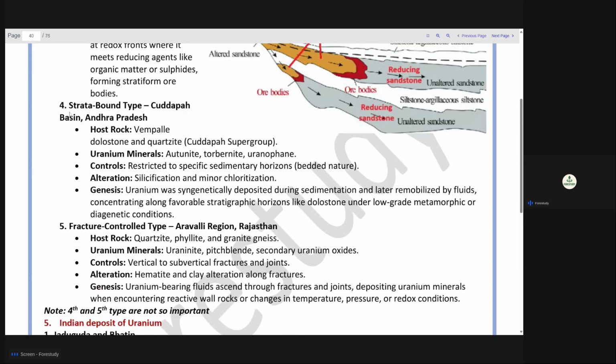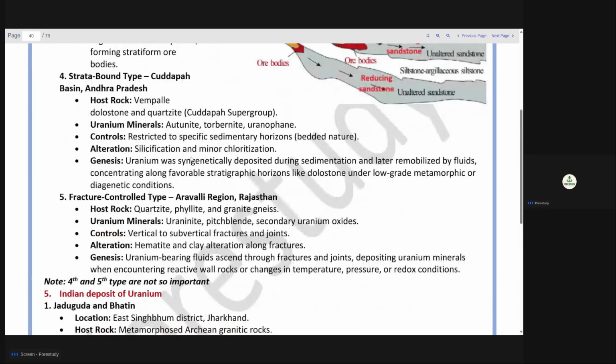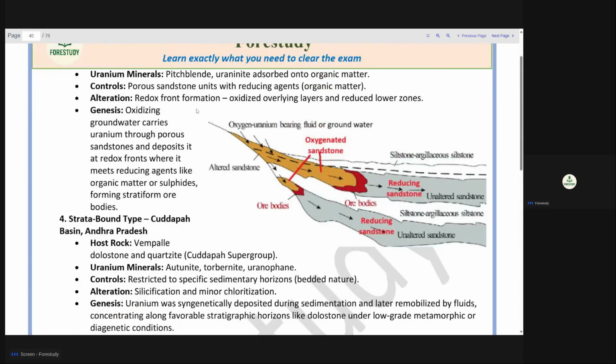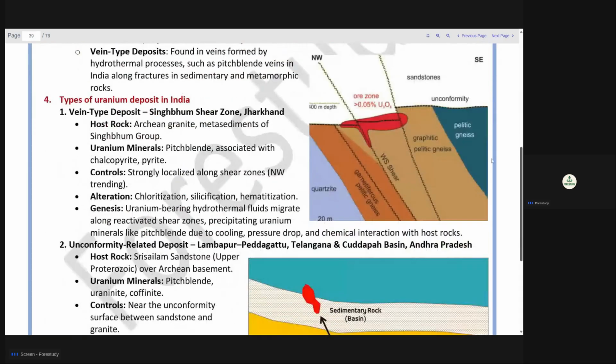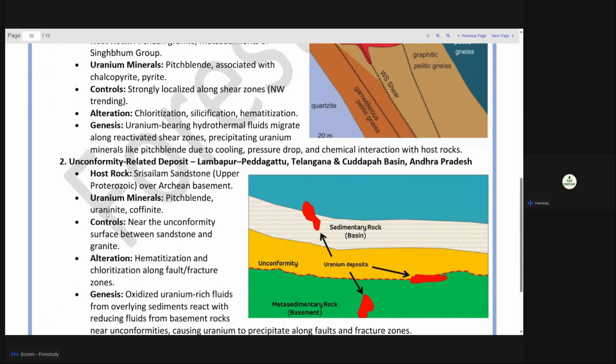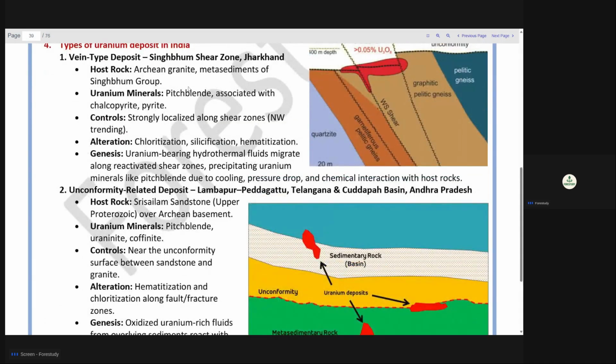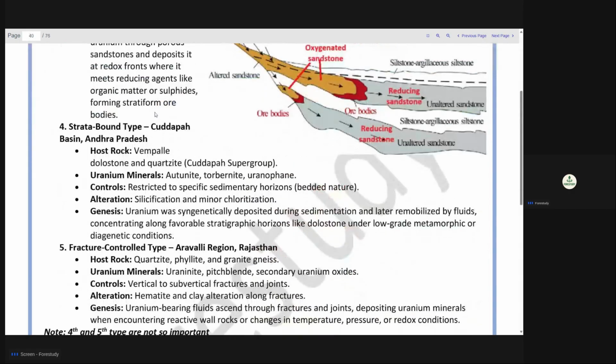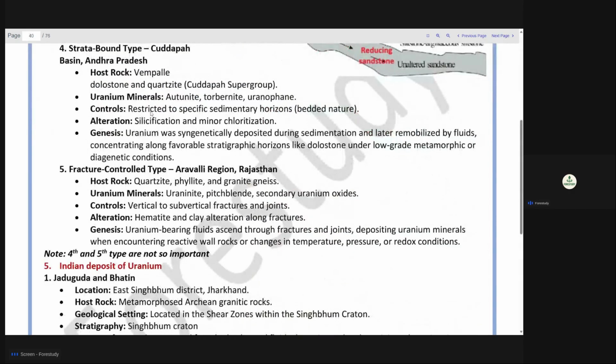But just remember that in the strata-bound Kadapa we have autunite and torbanite here, no uraninite and pitchblende. Others, you will mostly see pitchblende here, uraninite here, and pitchblende and uraninite here, but not uraninite. But yeah, more or less like that. Pitchblende and uraninite are the common minerals.